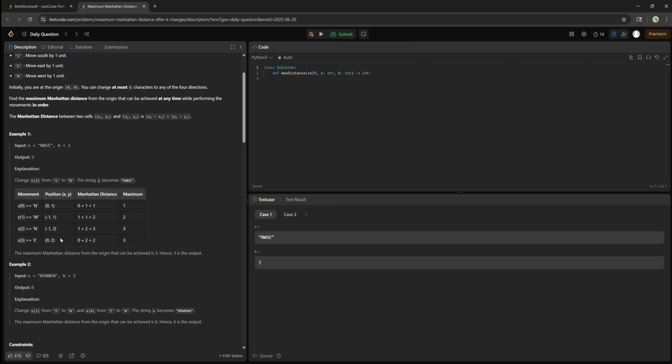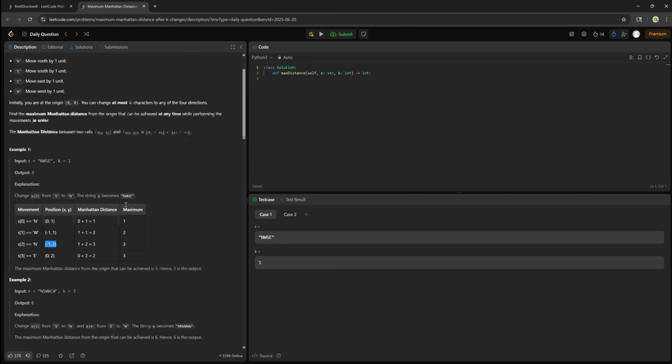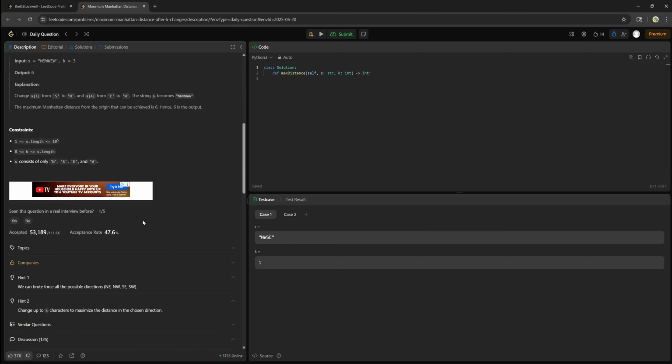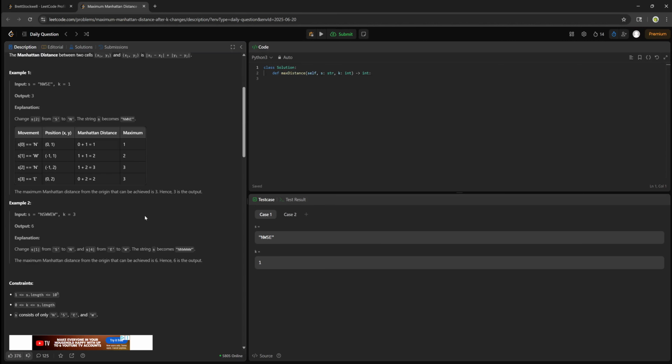So wait, so the total distance is just the absolute, wait, let me just make sure I know what I'm actually doing. Xi minus xj. So it's really just the absolute value of 2, 3, 2.